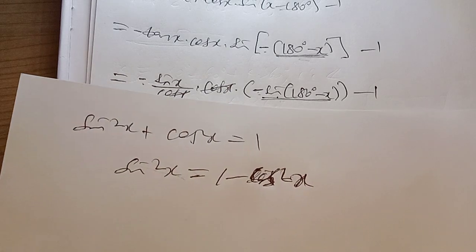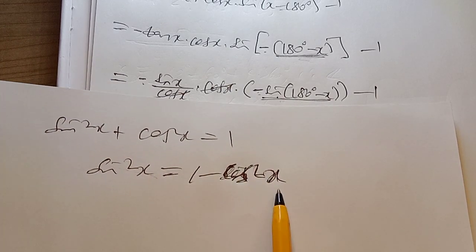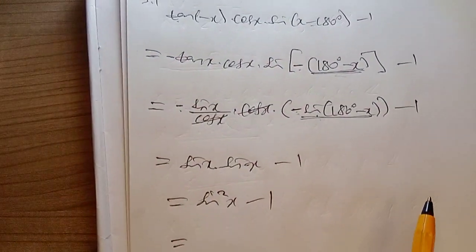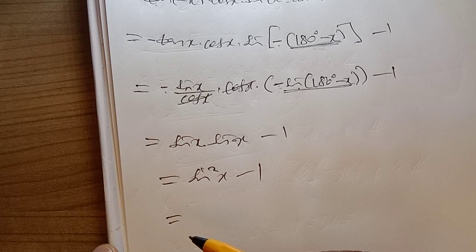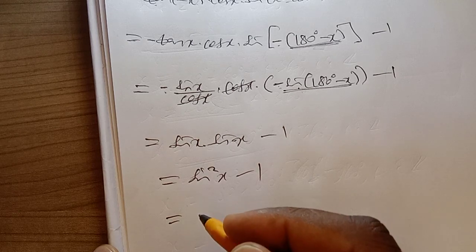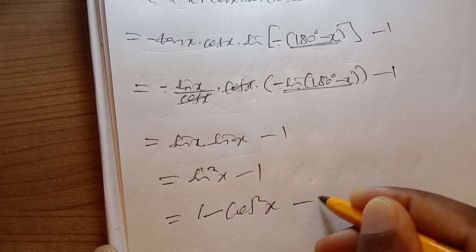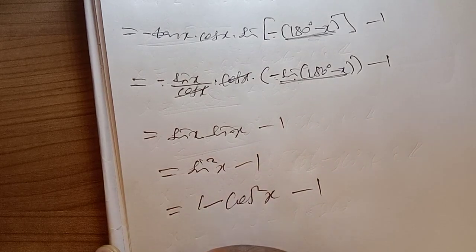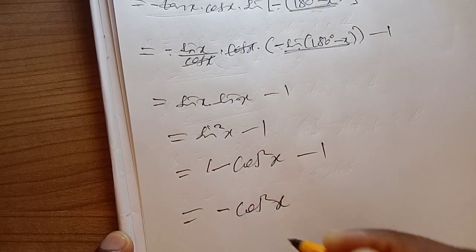In this case, let's choose this one. Then we replace the sin squared x. Even if you choose the first one, I don't think that you'll go wrong. Then here we're going to say 1 subtracting cos squared x, subtracting again 1 there. 1 minus 1 gives us 0, then you remain with negative cos squared x.